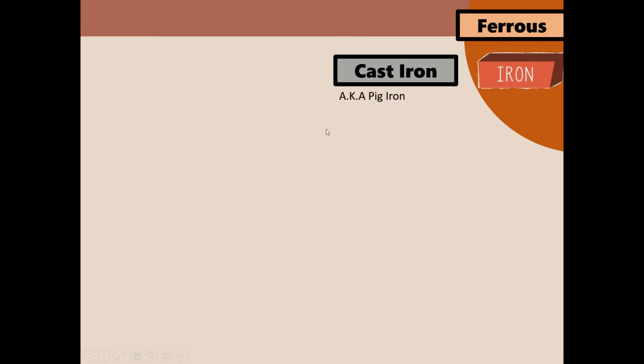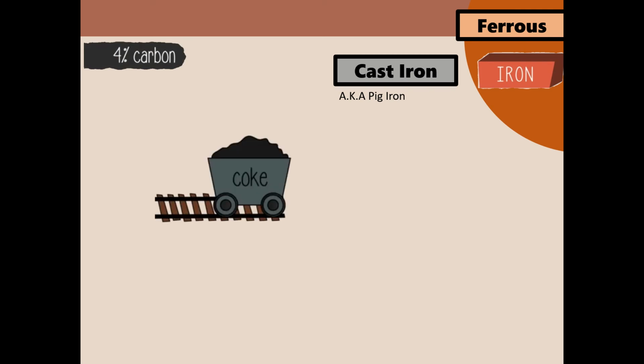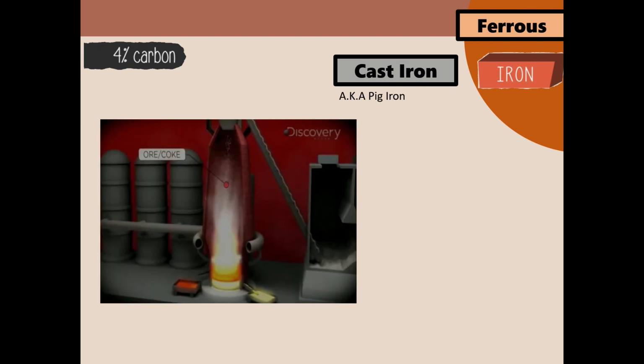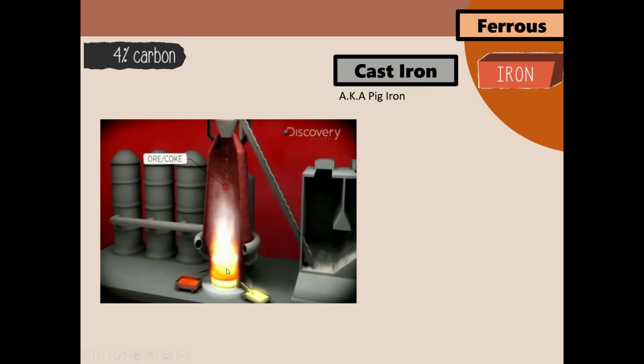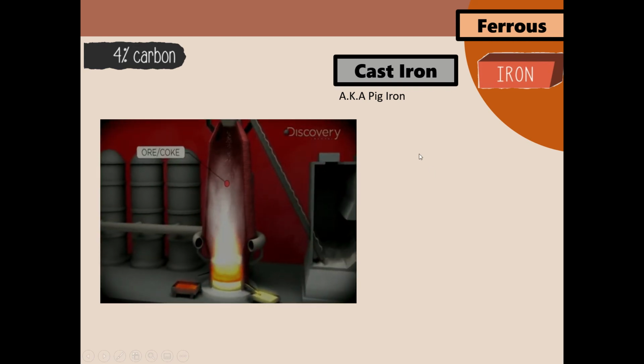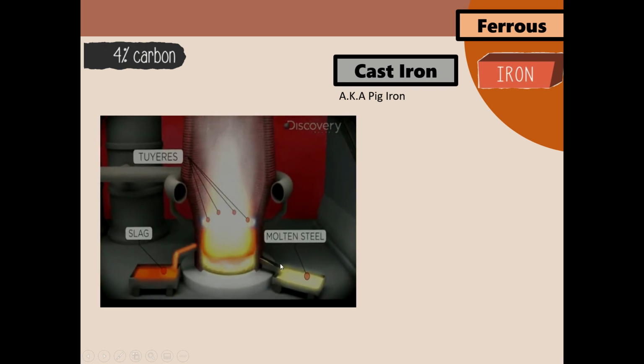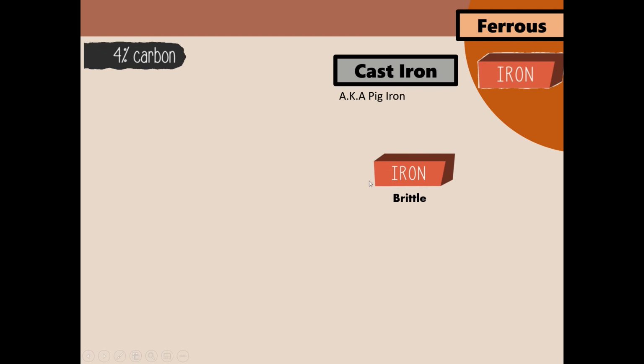So cast iron, also known as pig iron, contains at least 4% carbon. They are actually made from coke in the process of burning hematite in a furnace. So here, the cast iron is a result of burning hematite in the furnace. As shown in the figure here, you have molten steel, and you have a slag here. Cast iron is a very versatile material because it has a wide variety of uses.